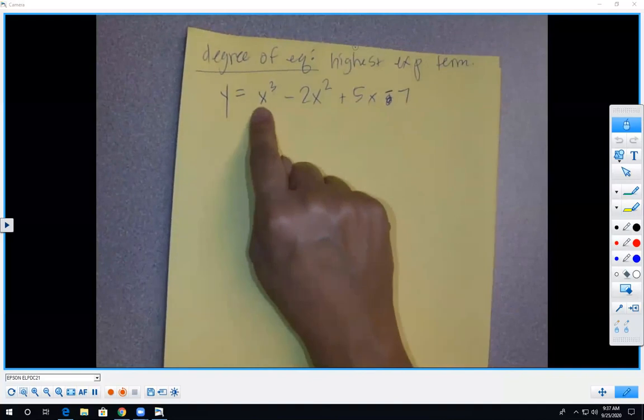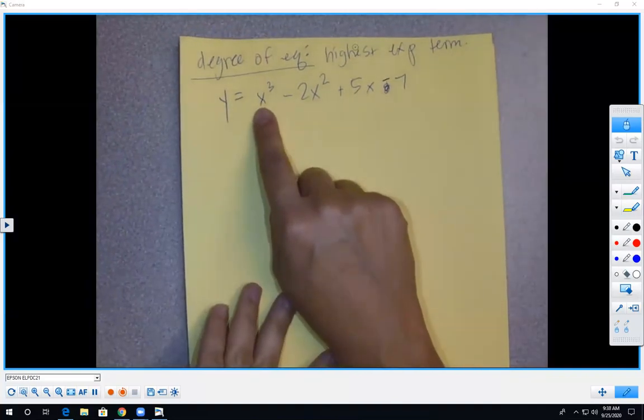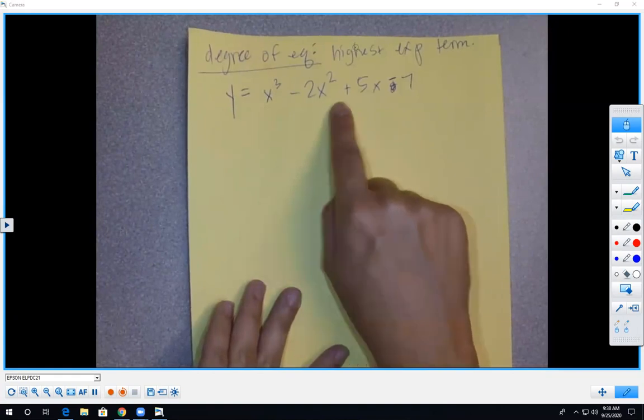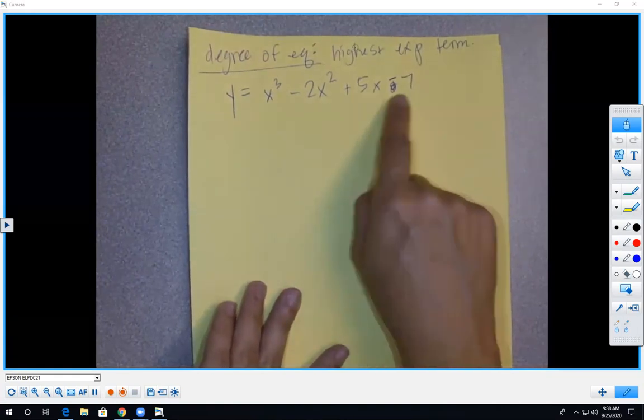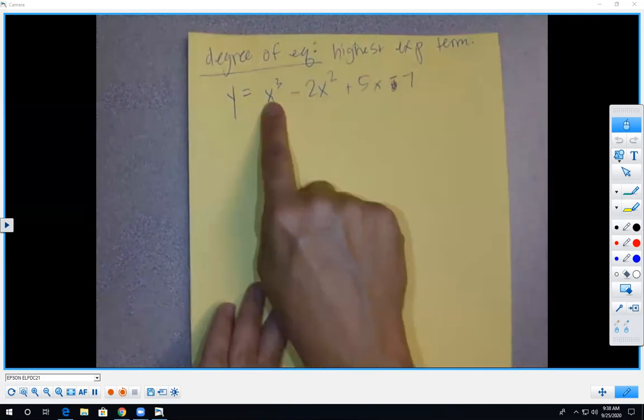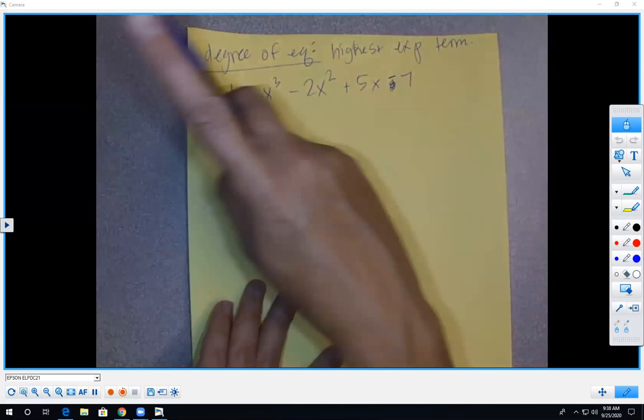What's the degree of this first term right here, x to the 3rd? 3. What's the degree of this term, negative 2x squared? 2. What's the degree of 5x? 1. What's the degree of this one? 0. So which one's the highest? 3. X to the 3rd. So your degree is 3.